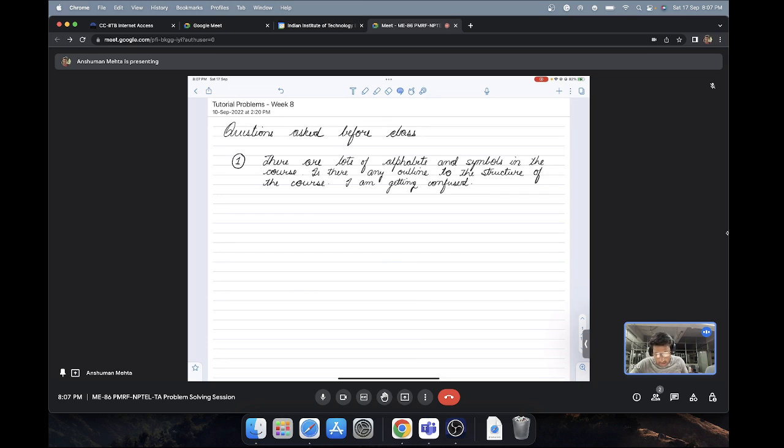So our first question was, there are a lot of alphabets and symbols in the course. Is there any outline to the structure of the course? And I am getting a little bit confused. So his doubt was generally like why we are doing this, and what is the general format of applying finite element method and so on.